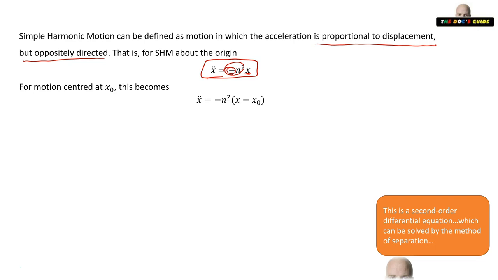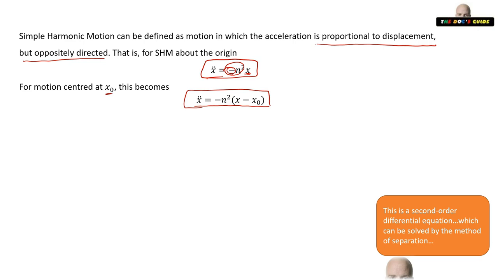If we have the motion centered about some other point than the origin, such as x0, then this equation can be written in this form. So if we're asked to find where the centre of motion is, for a case where it's not the origin, shuffle it into this form and read off the value of x0.